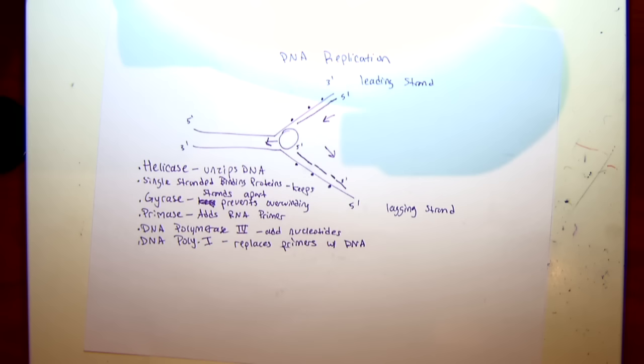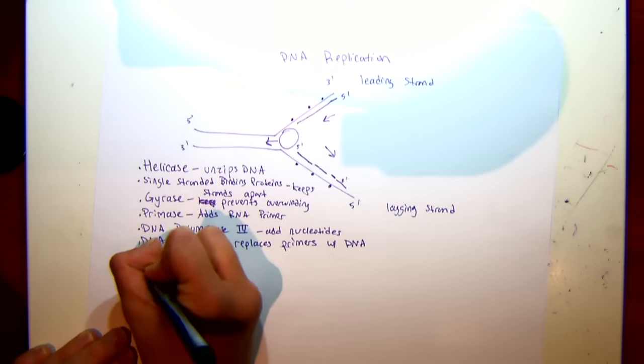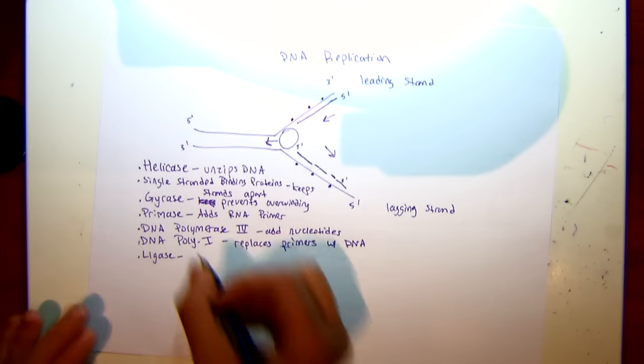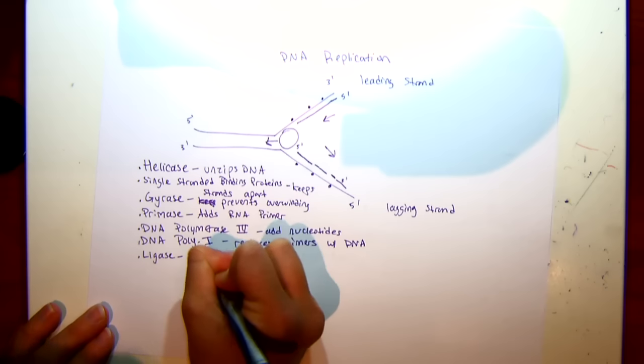So now that we have all of our DNA good, we got rid of all of our RNA, what are we going to do next? What's the last thing we need to do? What enzyme are we going to use? Ligase. And what is ligase going to do? It's going to combine all the Okazaki fragments.